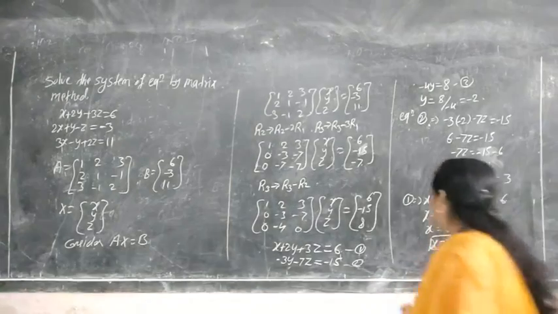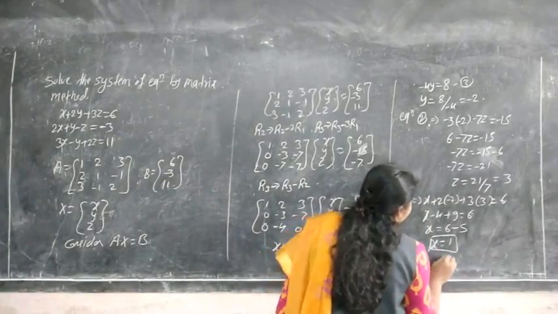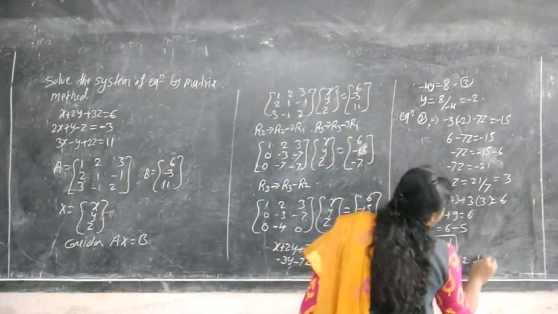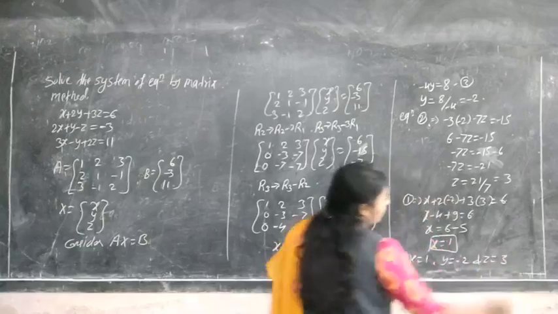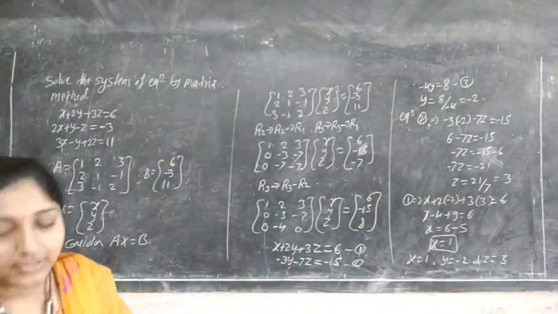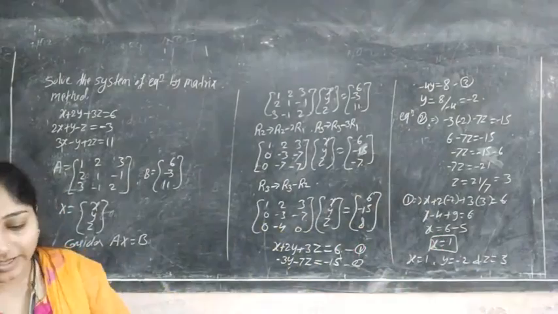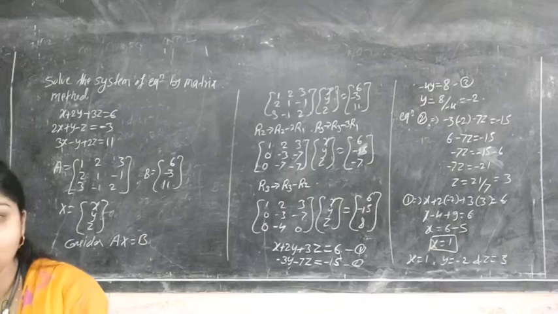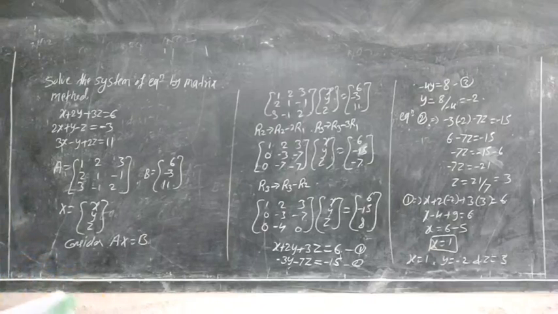Okay, so the solution is what? The value of x is equal to 1, the value of y is equal to -2, and the value of z is equal to 3. Okay, so these are the values of x, y, z. This is the method to find the value of x, y, z. Okay, so this is one problem.